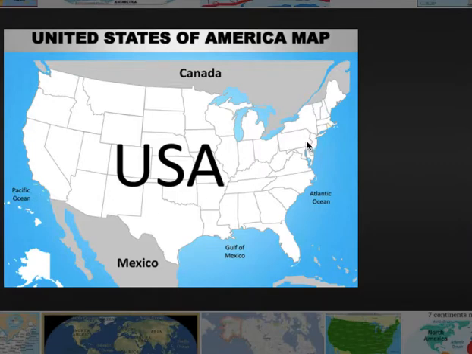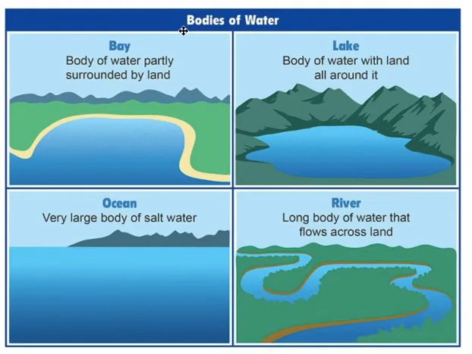So if this is where we live, where my cursor is right here, which ocean are we closest to? The Atlantic Ocean or the Pacific Ocean? And if you said the Atlantic Ocean, you are correct. So again, these are our bodies of water. We have bay, ocean, lake, and river.